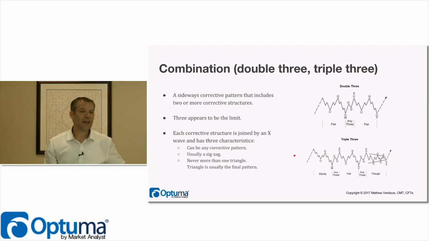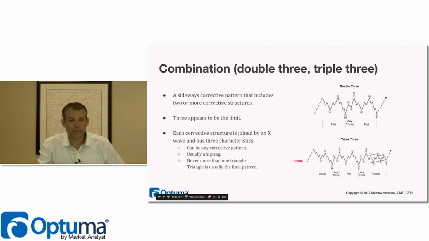So again, there's a combination variant of that, where it's not just zigzags, but you can see how this works. We've got the zigzag here at the bottom. And then we have any 3. In this case, it is a zigzag, that's the 3. And then we have a flat, and then we have any 3 again, and then we have a triangle. And so that's what you can see. That's what happens typically only in corrective waves.